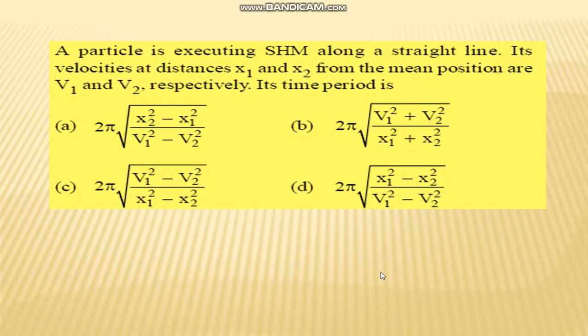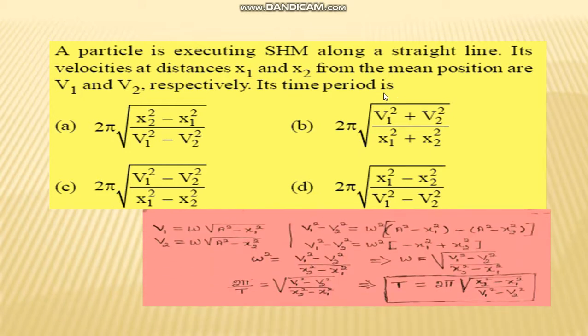Yes, problem 1 we are solving now. In this problem, what is given? Velocities at distances x1, x2 from mean position are v1 and v2. Two cases are given: x1 and v1 are given, x2 and v2 are given. They are asking to find the time period. So we use the velocity formula here. v1 is equal to omega square root of a square minus x1 square. v2 is equal to omega square root of a square minus x2 square.